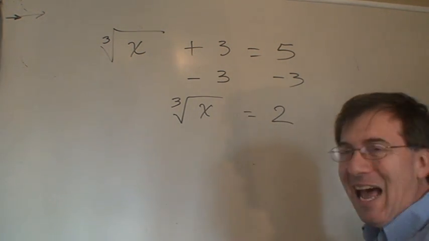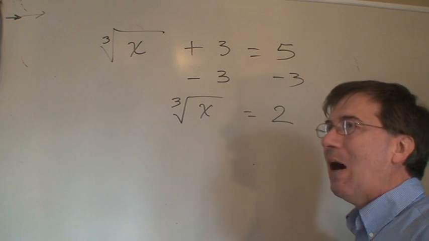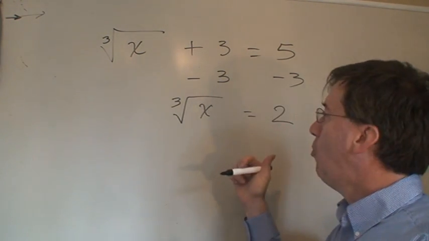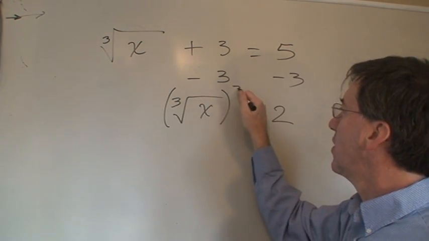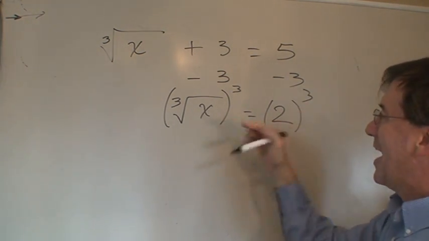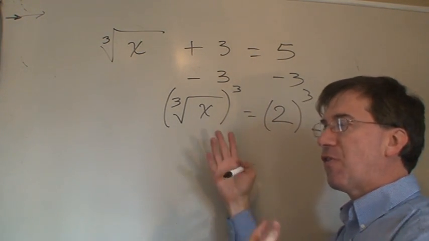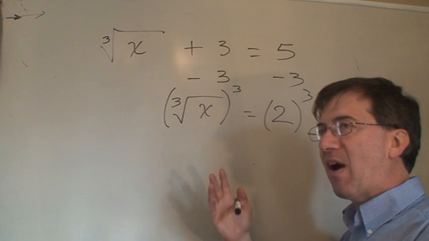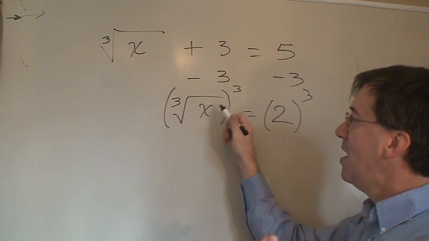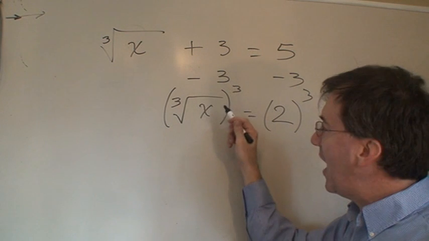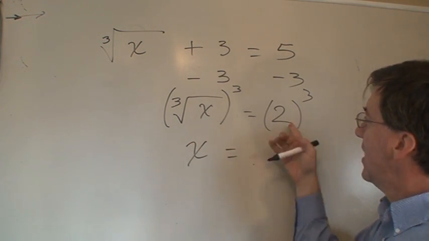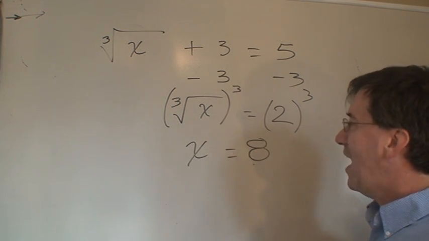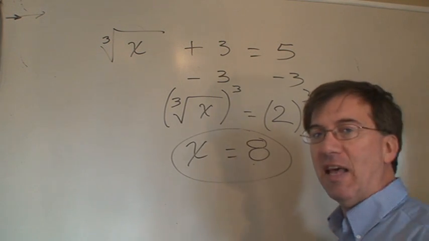Now, once I have that radical sign isolated, I want to raise to the power of whatever root it is. So in other words, this is a cube root. I want to raise each side to the third power. Anytime I raise a cube root to the third power, I get just what's underneath the radical sign. If it were a square root, I would square it. If it was a fourth root, I would raise it to the fourth power. But the key is I'm going to get just what's under the radical sign when I raise it. So I get x. Now 2 to the third is 2 times 2 times 2, or 8. So I have x equals 8. And that is my final answer.